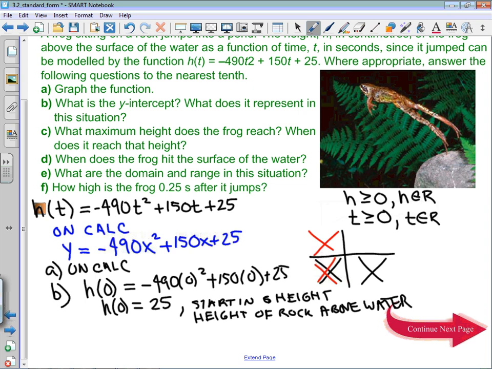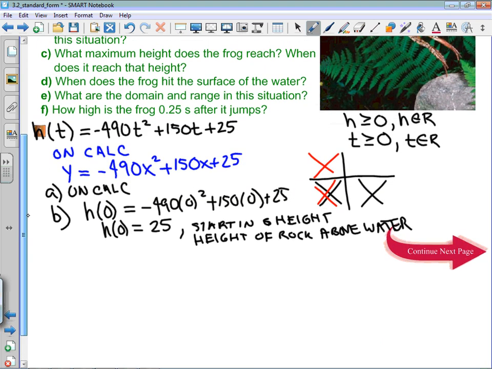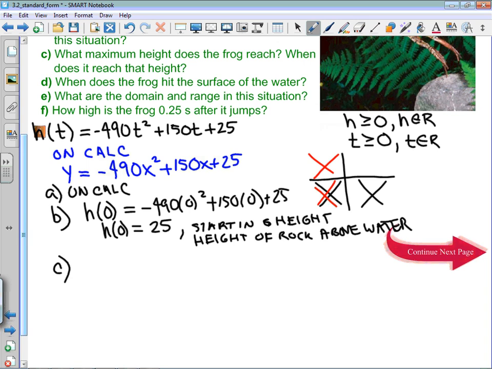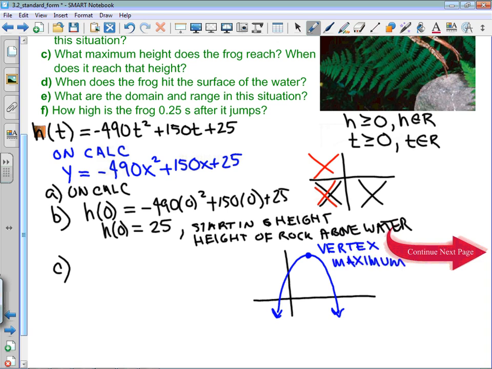All right, C wants us to find the maximum height, and when does it reach that height? Now, I'm going to draw just a quick little sketch of what this frog's jump looked like based on my calculator, and roughly it looks like this. So the maximum height is going to be this point right here, and it has a very specific terminology when it comes to parabolas, which is the vertex. And moreover, I'd like to identify that that vertex is a maximum. And that makes sense. Anything that jumps is going to have a maximum height because gravity is accelerating it downwards.